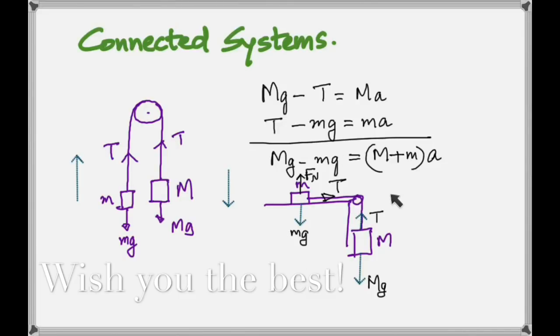So now I want you to do this to check if you understood. I just changed it a little bit. What's the change? Now you have one object, the smaller mass, moving on a frictionless table. And you have the bigger mass moving vertically. Can you find the acceleration of the system? I'm going to give you a few minutes. Find the acceleration of the system, or give me a formula to find the acceleration of the system.